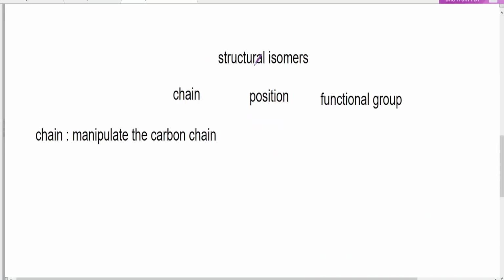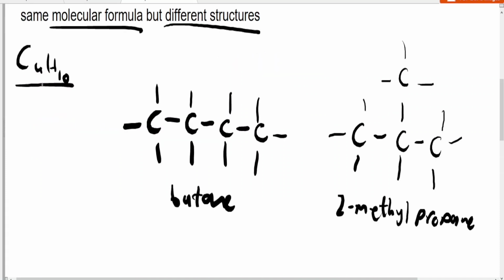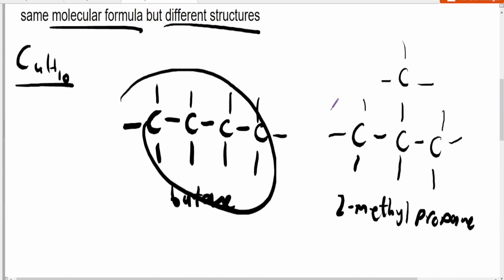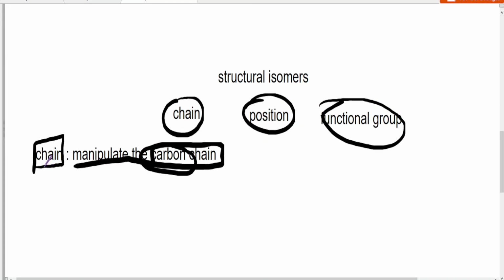Now, there are 3 different ways you can make structural isomers: by manipulating the chain of the main structure, or the position of the functional group, or the functional group itself. Let's start with what is meant by chain. So manipulating the chain means you manipulate the carbon chain. The example I showed you earlier where I drew butane and 2-methyl propane, you tell me, was this an example of chain isomerism? Yes, it was.